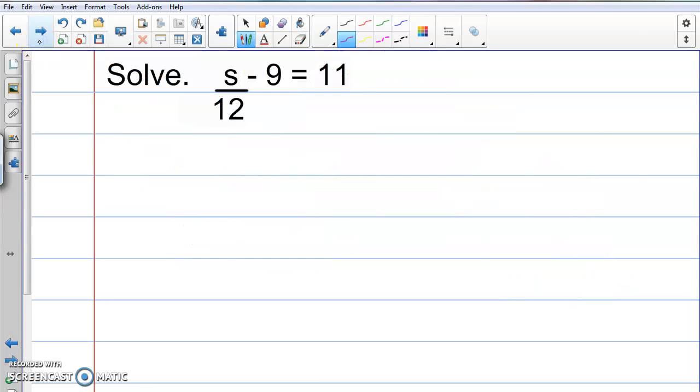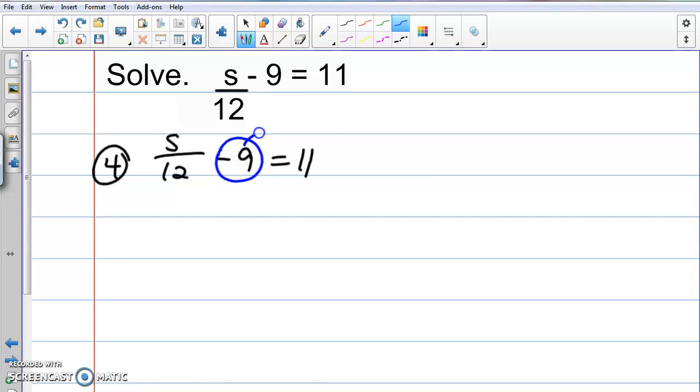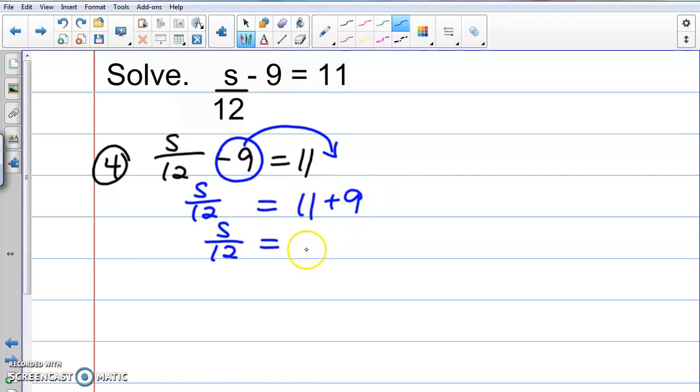And one more example like the one we saw before. So example 4, we have s over 12 minus 9 equals 11. So, first things first, we see our s is over here on the left side. We need to get rid of what's being added or subtracted. So we're going to transpose our minus 9 here and put him on the other side of the equal sign. So I'm going to drop down my s over 12 equals 11. Negative 9 comes over here to become a plus 9. And now we got s over 12 equals 11 plus 9 is 20.